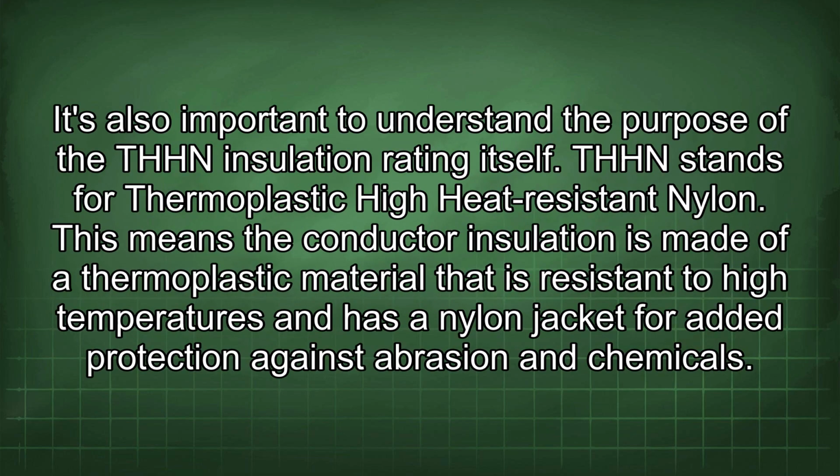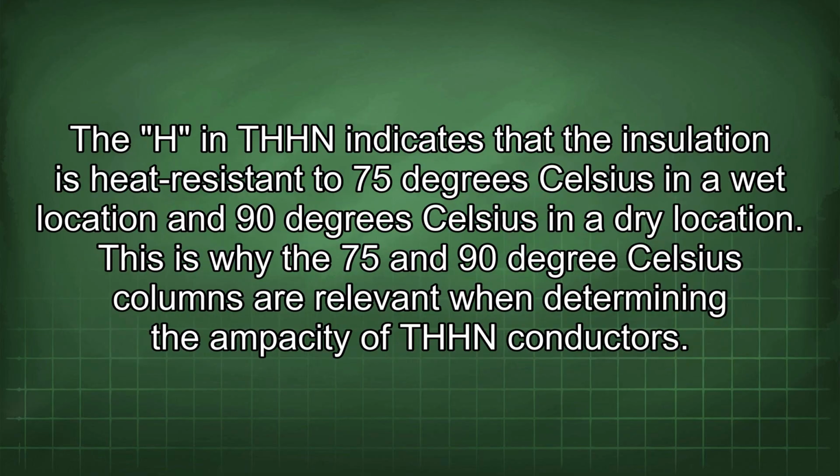104°F. It's also important to understand the purpose of the THHN insulation rating itself. THHN stands for thermoplastic high heat resistant nylon. This means the conductor insulation is made of a thermoplastic material that is resistant to high temperatures and has a nylon jacket for added protection against abrasion and chemicals. The H in THHN indicates that the insulation is heat resistant to 75°C in a wet location and 90°C in a dry location. This is why the 75 and 90°C columns are relevant when determining the ampacity of THHN conductors.